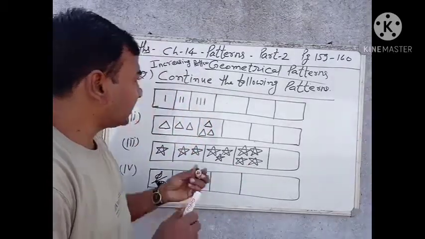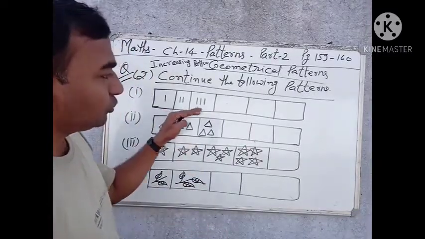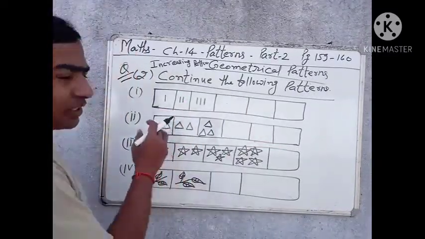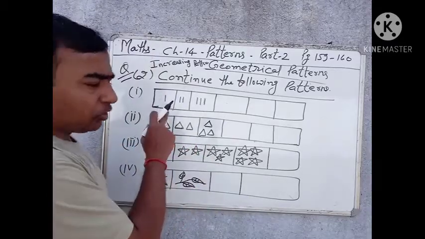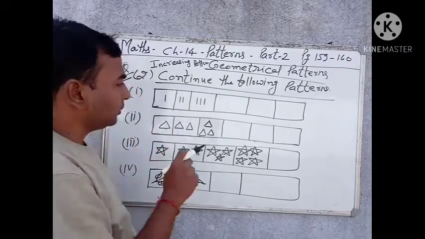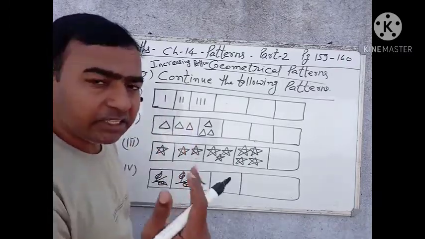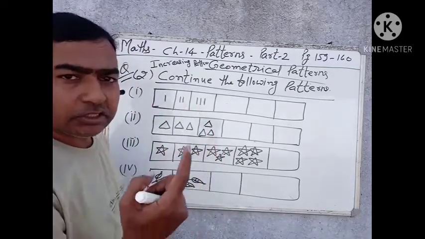So you can see that in question number 4 it says continue the following pattern. We will follow the given question to continue. In question number 1, in the first box I have drawn one small line. In the second box, the number of lines is 2. In the third box, the number of lines is 3.